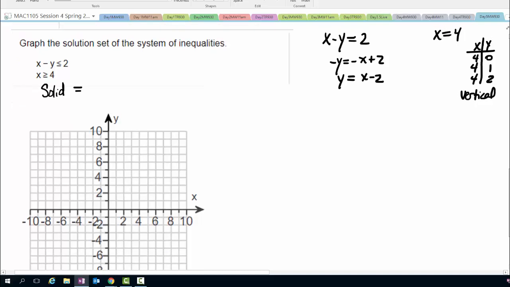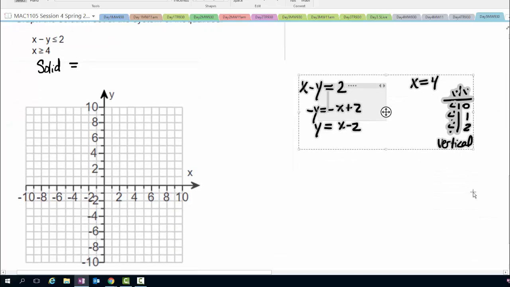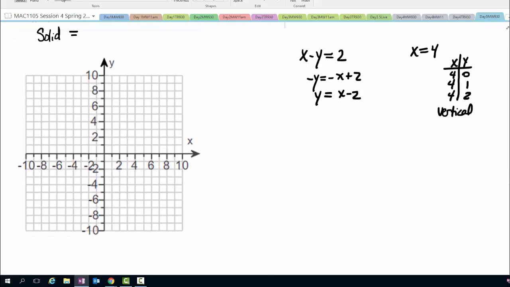All right, so let's go ahead and start by plotting x equals 4. It's just going to be 4, 0, and 4, 1, and 4, 2. So you're going to end up with a vertical line. There we go. All right, and just label at least one point on your vertical line so I know that you know. And I'm going to stretch it out so that it's all the way to the top there.